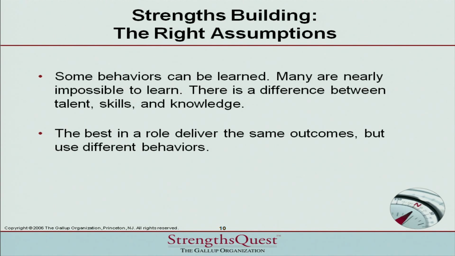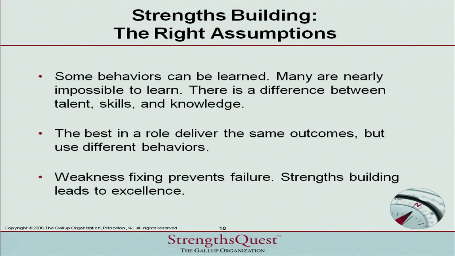The best in a role deliver the same outcomes, but they use different behaviors. They deliver the same outcomes, so you might have exceptional leadership, but they do it in a way that uses their talents, their strengths. And that's going to come out in different ways. And that's what you're going to need to get your students to shift and think, okay, the outcome has to be a passing grade. How can I use some of my other talents to help me get there? And the other is weakness fixing prevents failure, strengths building leads to excellence. And that last line is really the key to what this entire assessment and movement is about: strengths building leads to excellence.